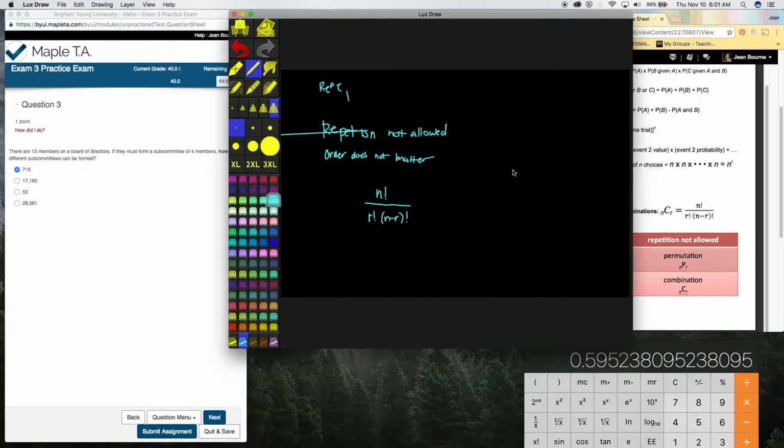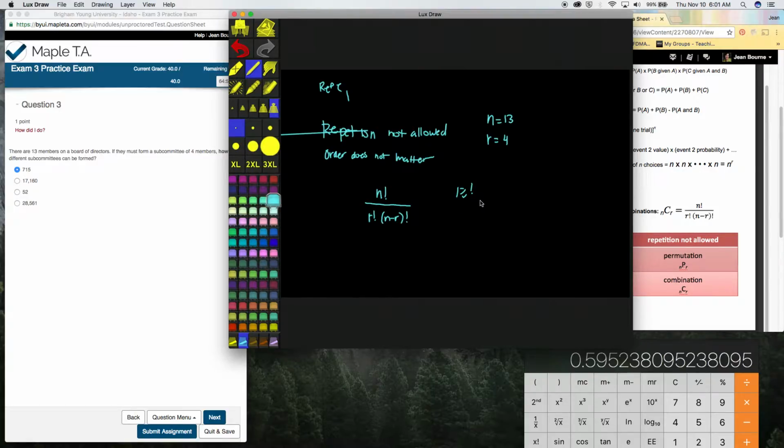Your N is always your big number, the total number of people you're choosing from, and R is, in this case, your subcommittee. It's your selection. All right, so we just put those numbers in here.